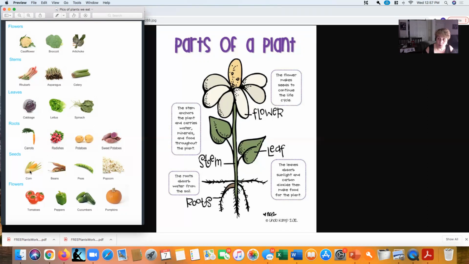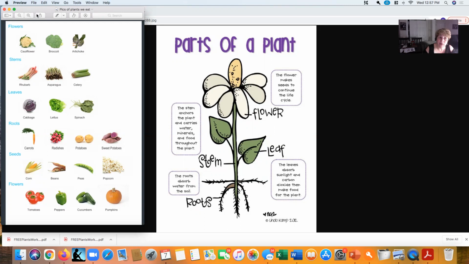Seeds, did you know that corn, when you're eating corn on the cob, those are all little seeds of a plant. Beans, peas, and even popcorn that you pop from the corn plant, that is a seed that you are eating. Tomatoes, peppers, cucumbers, and pumpkins are the flowers of a plant. So they grow, we eat them as vegetables or fruits, and then inside of them are seeds to make new plants.